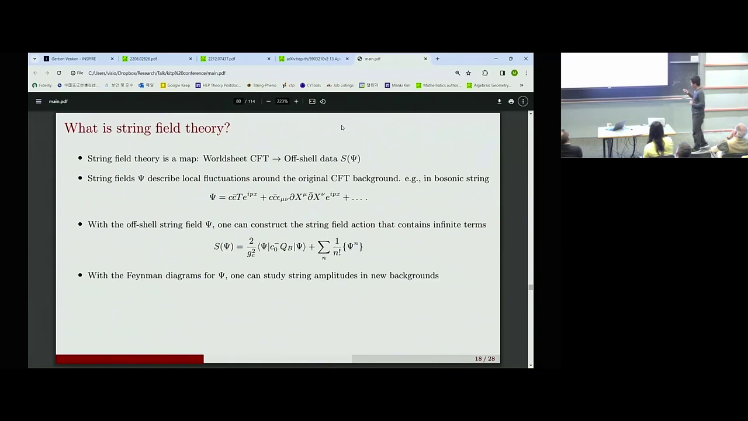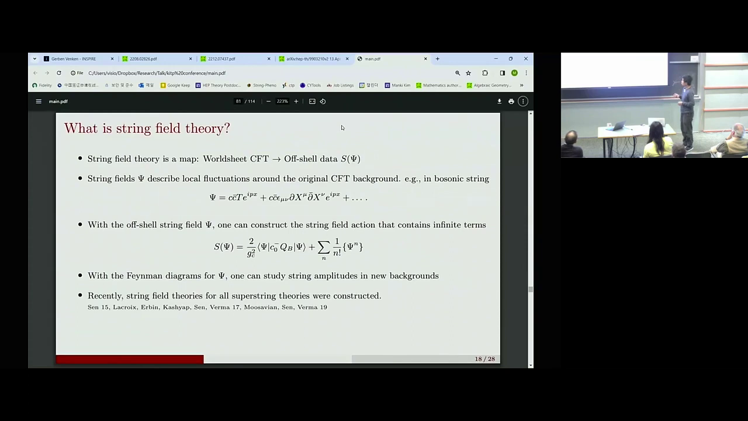Then, when you have the action, you can just use the Feynman diagrams and Feynman rules to study stringy amplitudes in a new background that you cannot really study using RNS, for example. And that's why string field theory is really great, because now you can use this off-shell action to study Ramond backgrounds, for example. But it took some time for us to be able to really use string field theory for something like GKP, because the string field theories for all superstring theories were only recently constructed following the work of Sen.